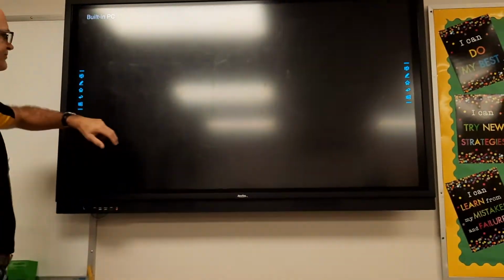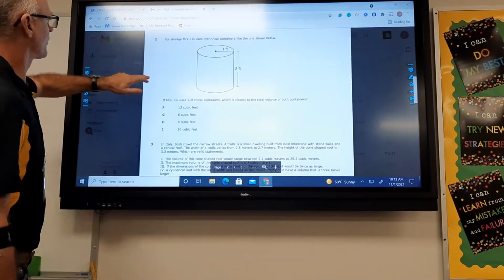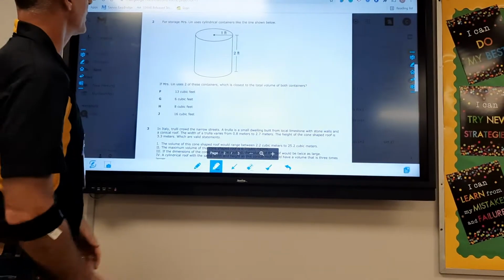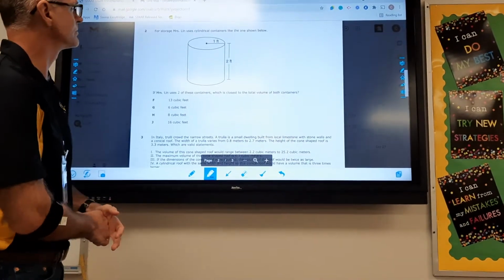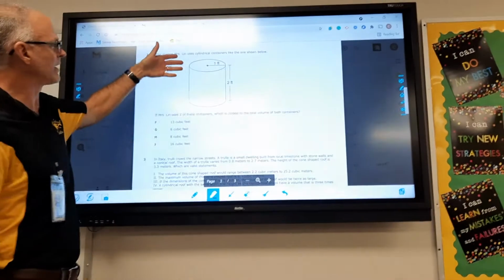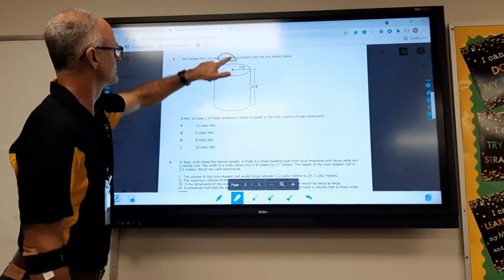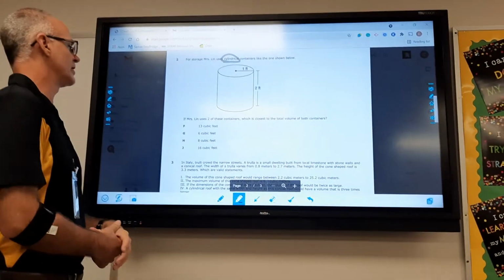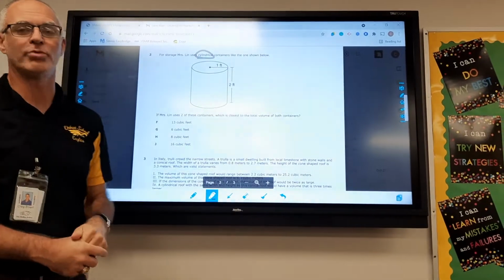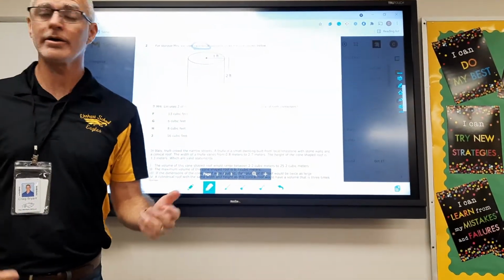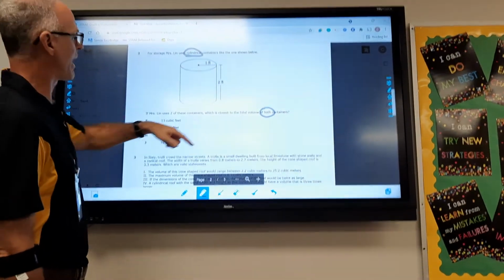Number 2. Holy moly. For storage, Mrs. Lynn uses cylindrical containers like the ones shown below. Cylindrical means cylinder. If Mrs. Lynn uses 2 of these containers, which is closest to the total volume of both containers? Keyword there? Both. Very good. Both containers. So we're talking about volume.